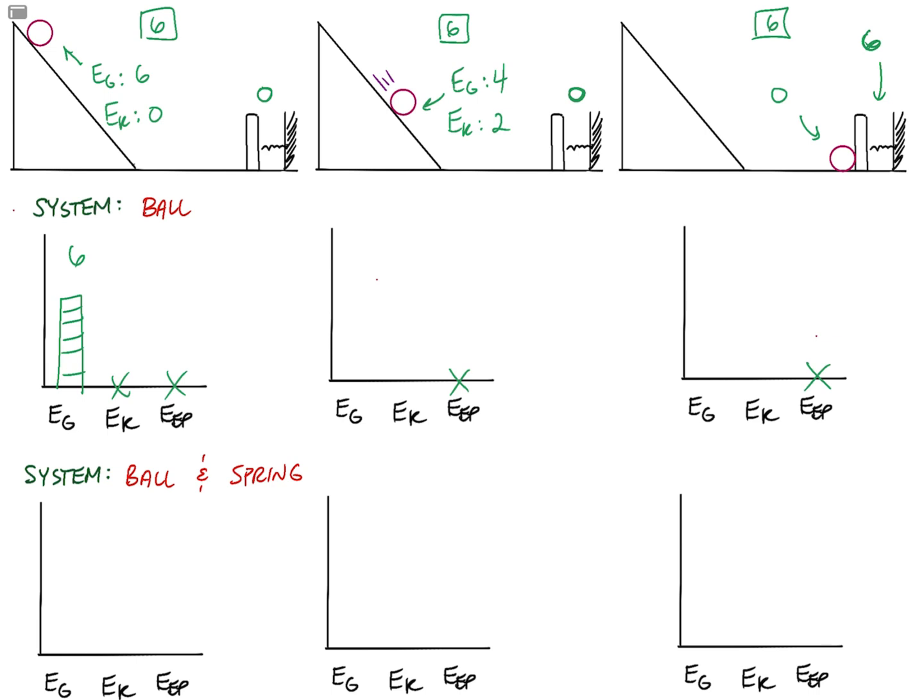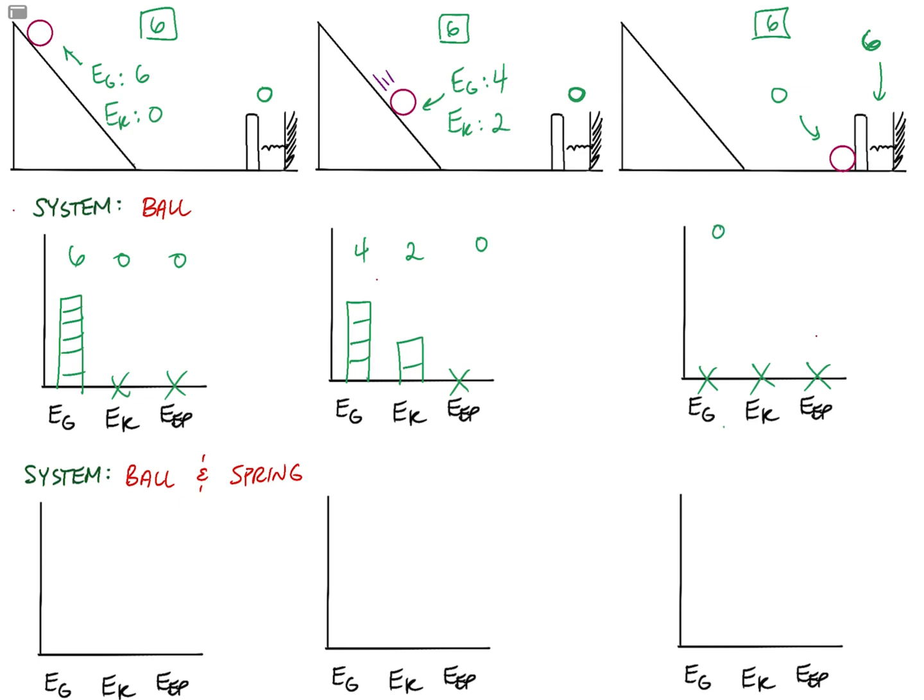In the second diagram, I can see now that from up top, I have 4 blocks of potential energy, and I have 2 blocks of kinetic and 0 elastic potential energy because I'm not considering any springs. In the final diagram, the ball is on the ground. It has 0. It's not moving. It has 0. So across the board, the ball itself has lost all its energy.